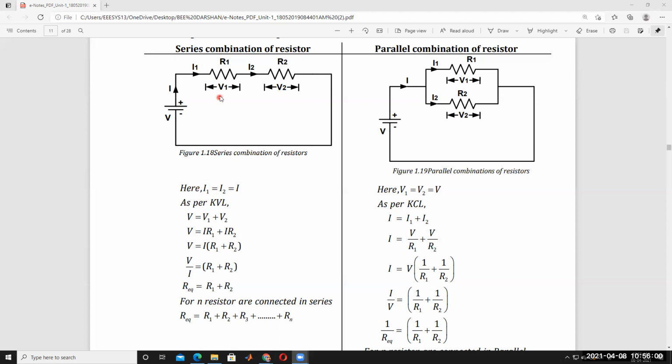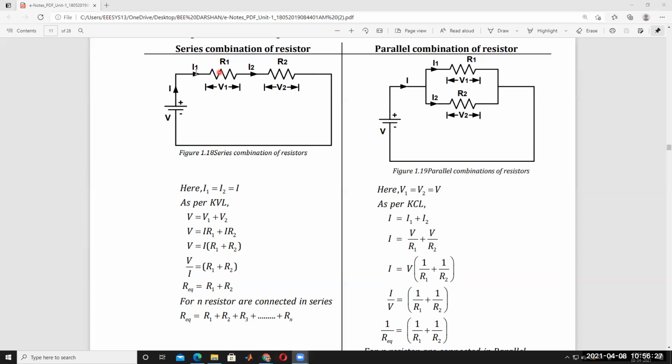And then the voltage is dividing. In series, voltage divides and current is the same. In parallel, current divides and voltage is the same. So V1 and V2 are the voltage drops across resistor R1 and resistor R2. Then V is equal to V1 plus V2.